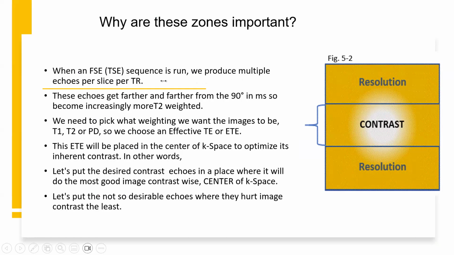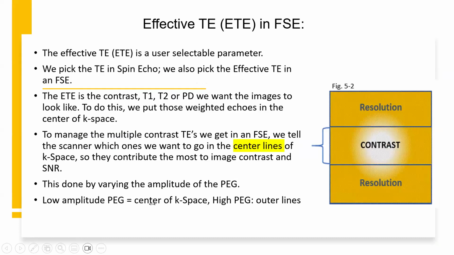So your fast spin echo, like I said, you've got multiple echoes per slice, per TR, and you want to put the good stuff in the center. Your effective TE goes into the center so that it contributes mostly to the image contrast. The least desirable echoes, meaning the ones that are not your effective TE, go in your outer lines. They're not bad, they're just the least desirable ones. So remember, center for contrast.